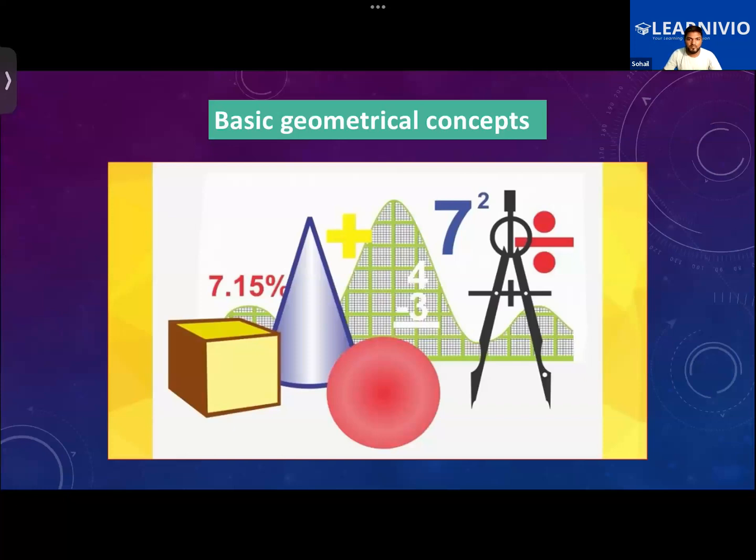15 threes are 45, 15 fours are 60, 15 fives are 75, 15 sixes are 90.